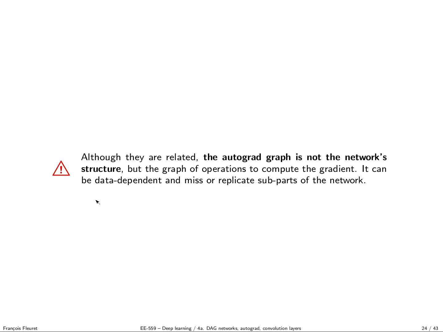A technical detail that may be surprising in some situations is that the autograd graph is not the network structure. First, it's not the forward graph, but the backward one. It's the graph that computes the gradient of the final quantity with respect to anything. But also, in certain situations you have complicated models where some subpart of the model is not always evaluated. So there's a discrepancy between the autograd record and the network structure.